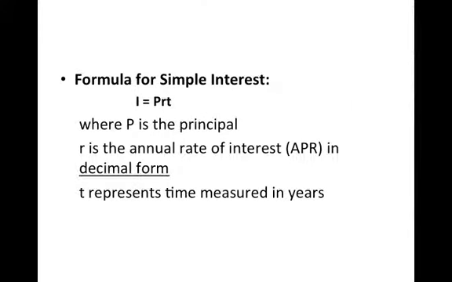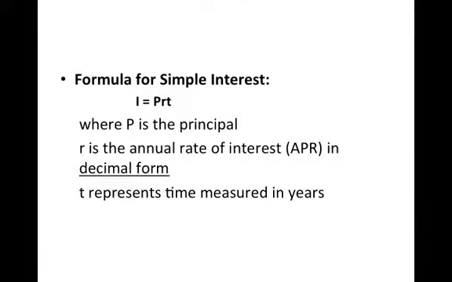Our formula for simple interest is I equals PRT, where I is the interest, P is the principal, the initial amount, R is the annual rate of interest in decimal form. So if they tell you the APR is 5%, then when you plug it into the formula, you're going to plug in 0.05. T represents time measured in years. So if they tell you 4 years, T is 4. If they tell you that it's 4 months, then T is 4 out of 12, 4/12ths of a year, so a third.